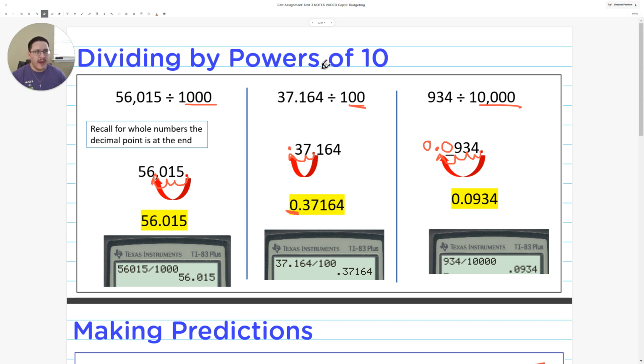And again, these are dividing by powers of 10. We move the decimal point to the left, however many zeros we have.